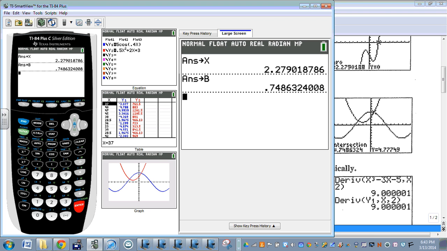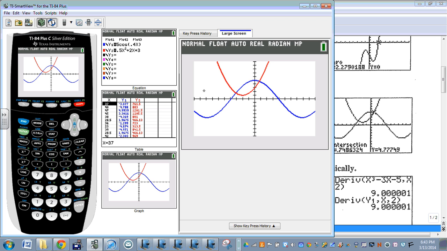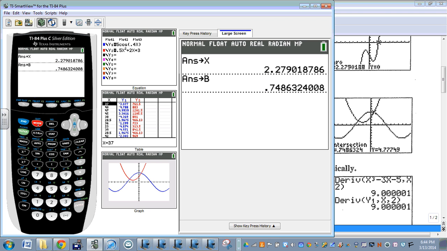If I go back to my graph, we can find the other intersection point. We're going to do second trace, intersect. But we need to move the cursor a little bit closer to that intersection point, otherwise it's going to give us the one we just got. So enter, enter, and enter. So we get negative 3.106. And again, we could store that for A. Second quit, store, alpha A.